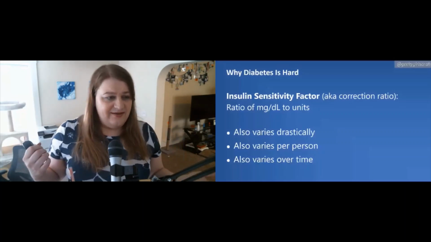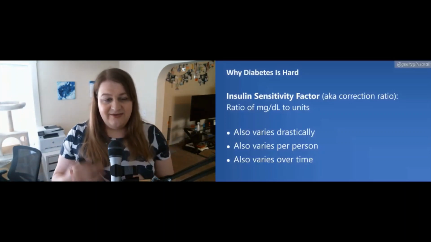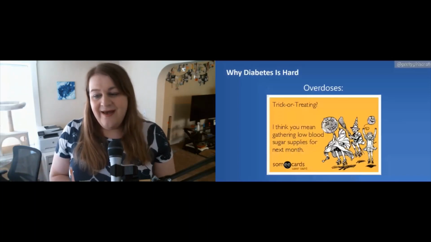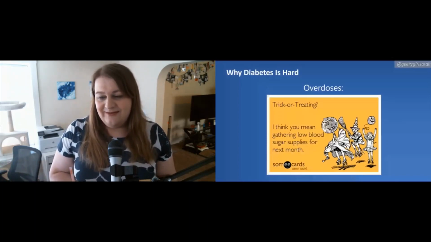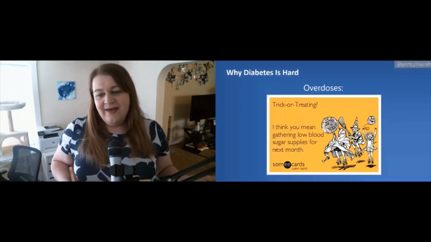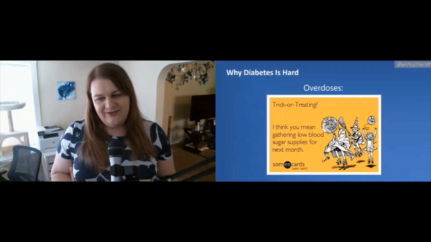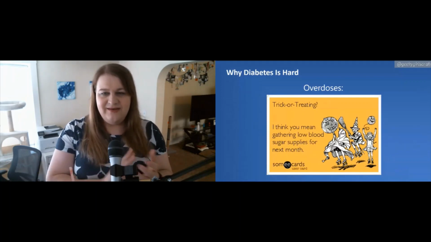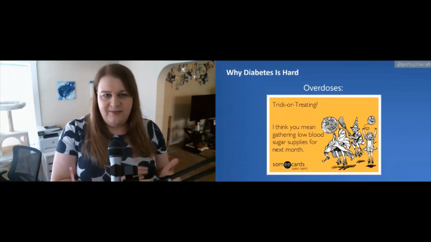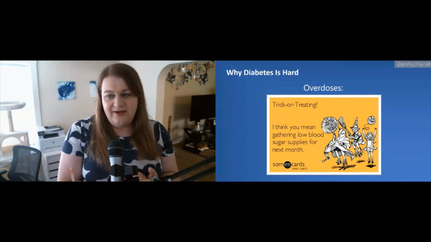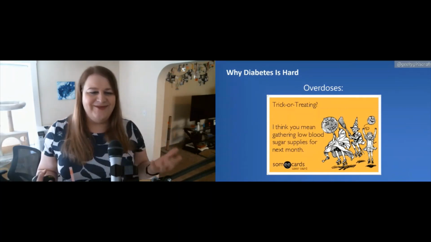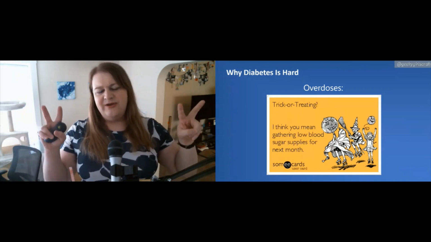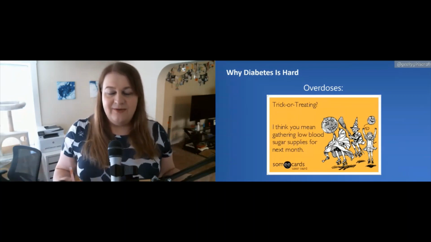Diabetes is great because this also means very regularly, because there's so many calculations, you can overdose on your medicine, quite frankly. I really like this graphic because it says trick or treating. I think you mean gathering low blood sugar supplies for the next month. And I like to call the day after Halloween, the day after Christmas, and the day after Easter hypoglycemic substance recovery sales, just because all the chocolate and everything goes on sale. And I usually buy up several of it for health reasons, obviously. That's why everybody buys candy, right?